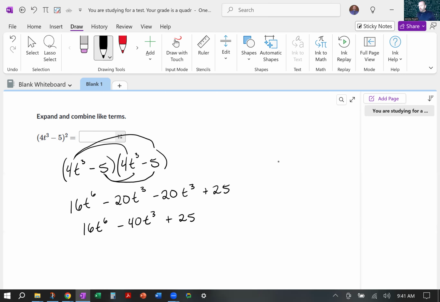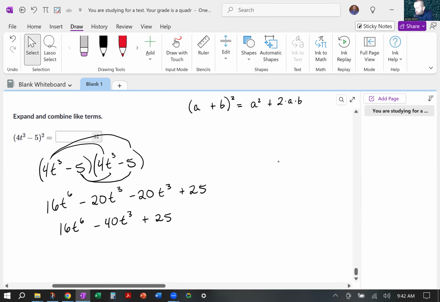And there is a shortcut to this. If we have something in the form of a plus b, quantity squared, this ends up being a squared plus 2 times a times b plus b squared. So if you're one of those people that wants to know a shortcut for this, this shortcut works every time.